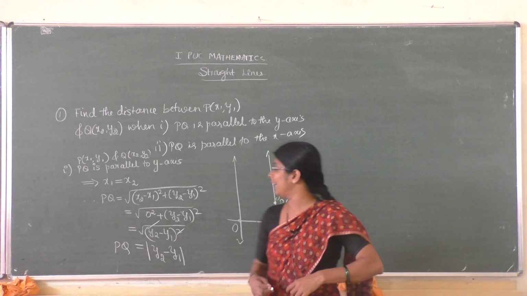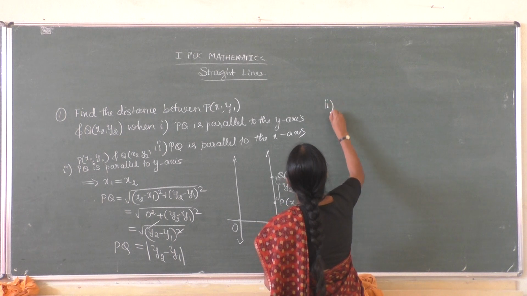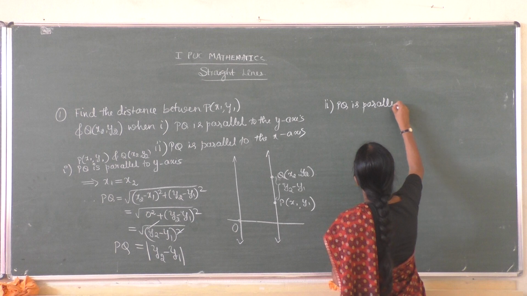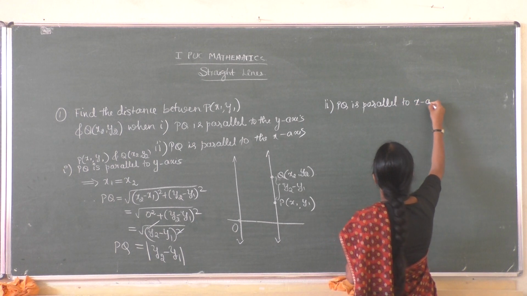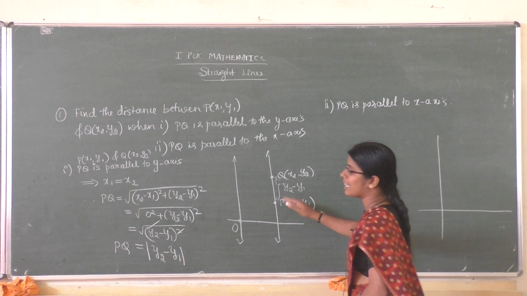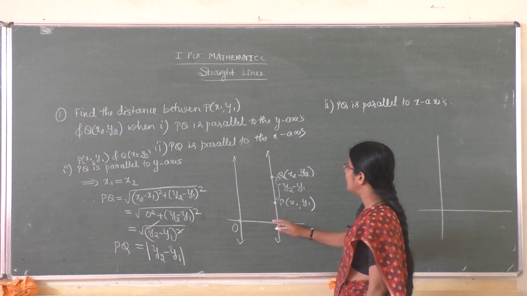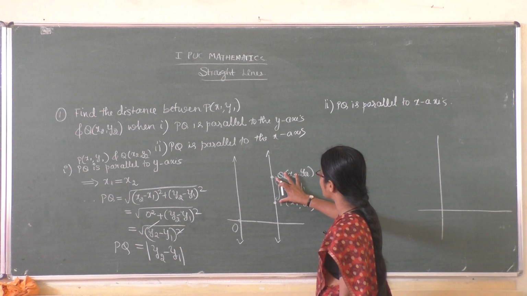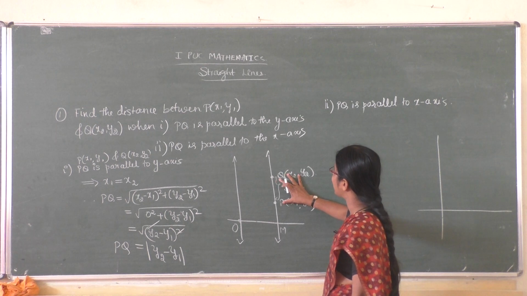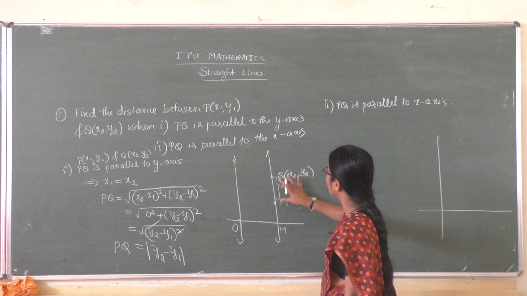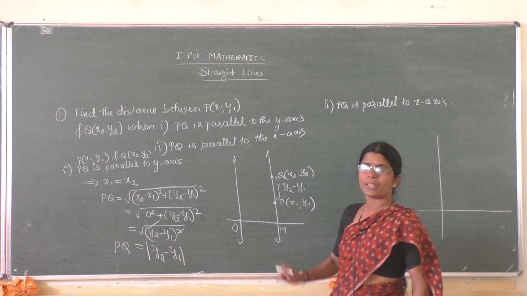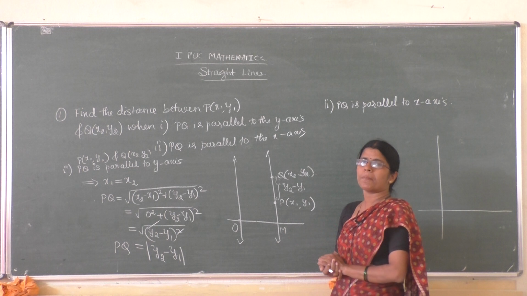Similarly, suppose PQ is parallel to x-axis. We can use the direct method here also, because you know that this distance you have to find. Suppose we have this point as M, then PQ is nothing but MQ minus MP, correct? So that is y2 minus y1, but the order is not known, so we take modulus.